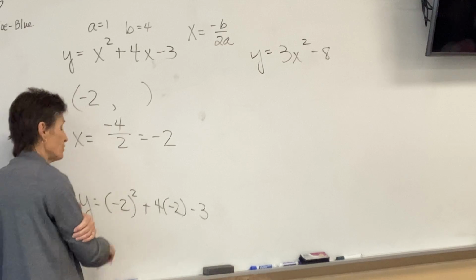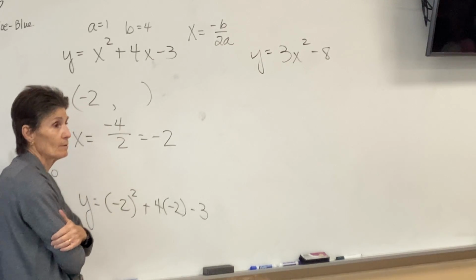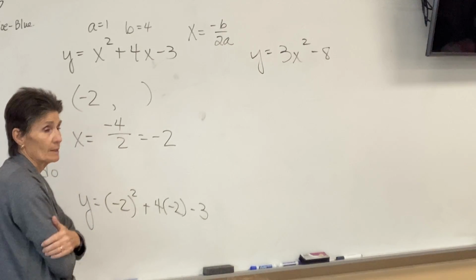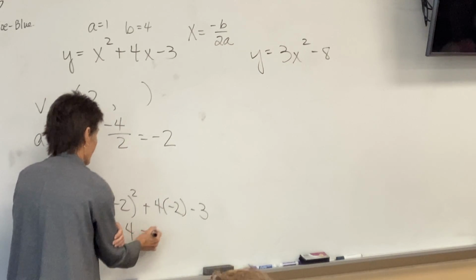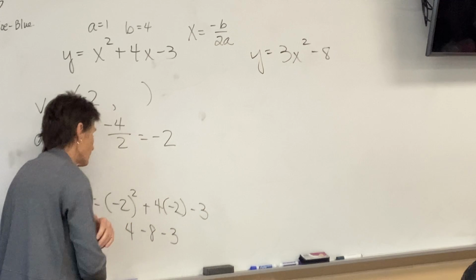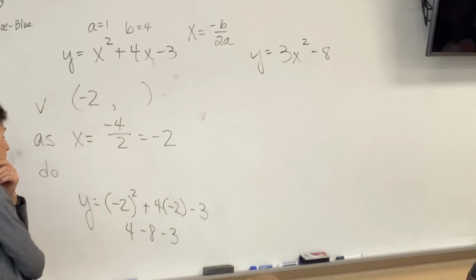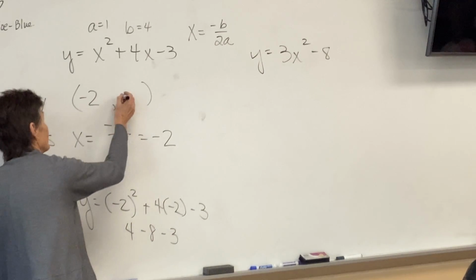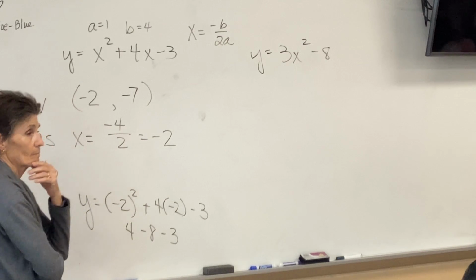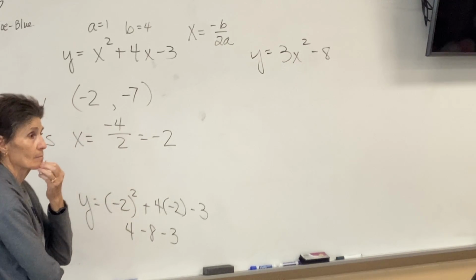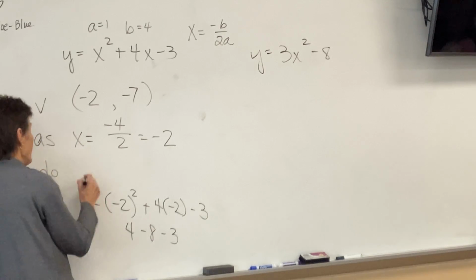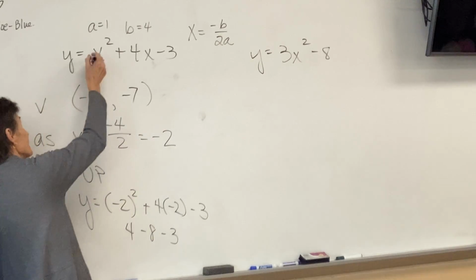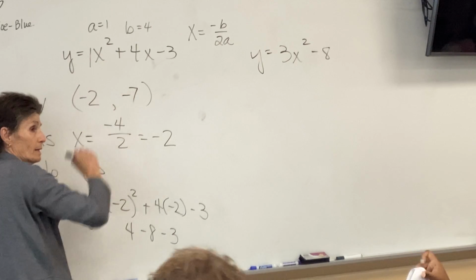So negative 2 squared is 4. Minus 8 minus 3, what does all that add up to? Negative 7. And which way does this guy open? Oh, and he opens up because A is a positive 1.